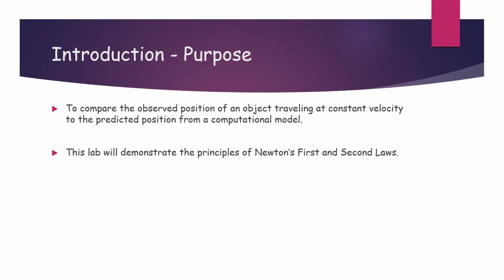The purpose of this lab is to compare the observed position of an object traveling at constant velocity to the predicted position from a computational model. The object we are analyzing in this lab is a roll of tape. Tracker software was used to observe the position of the roll of tape, whilst the computational model was used to predict the object's position.